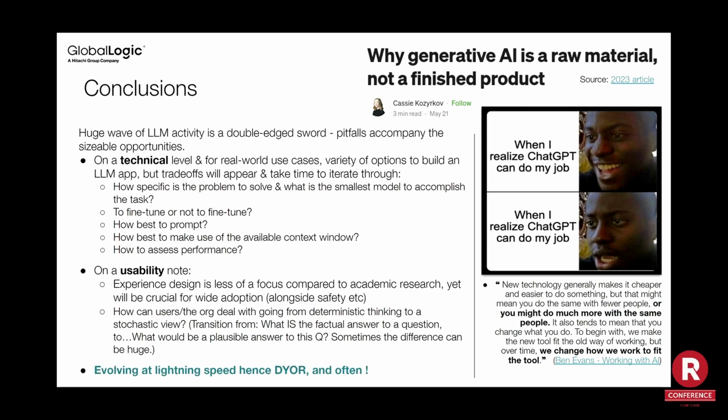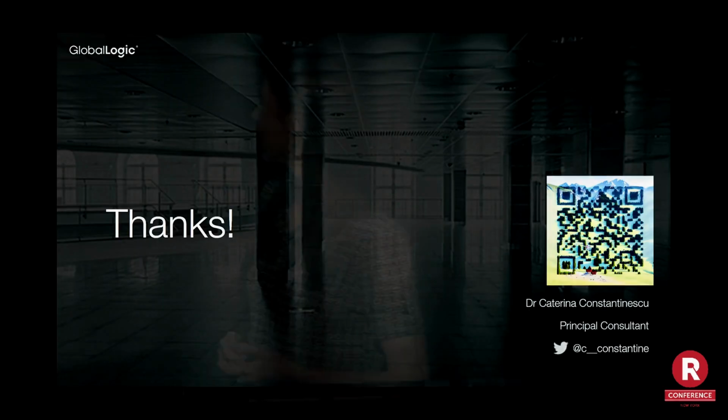And as per usual, and as mentioned before, this is such an active area of research that it is of paramount importance to do your own research, but you can have this as a starting point, and these slides will make their way on my blog, which is what that QR code leads you to.